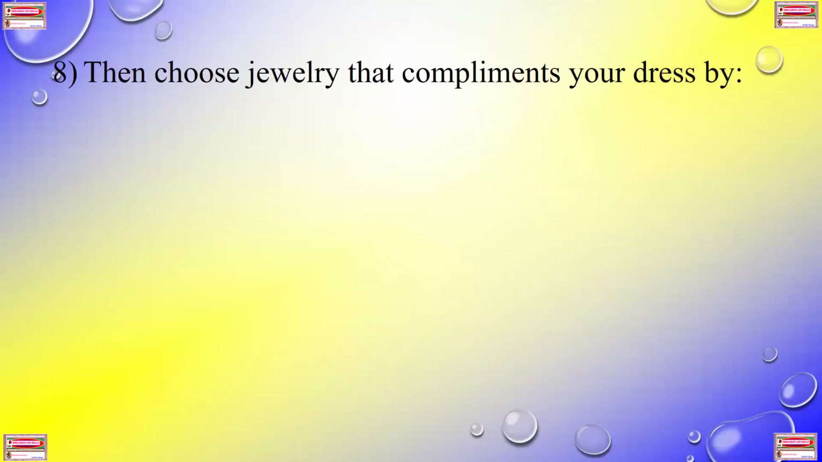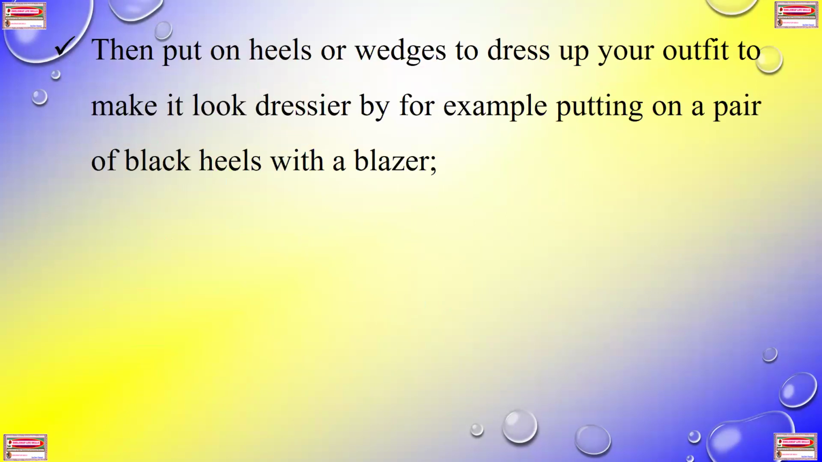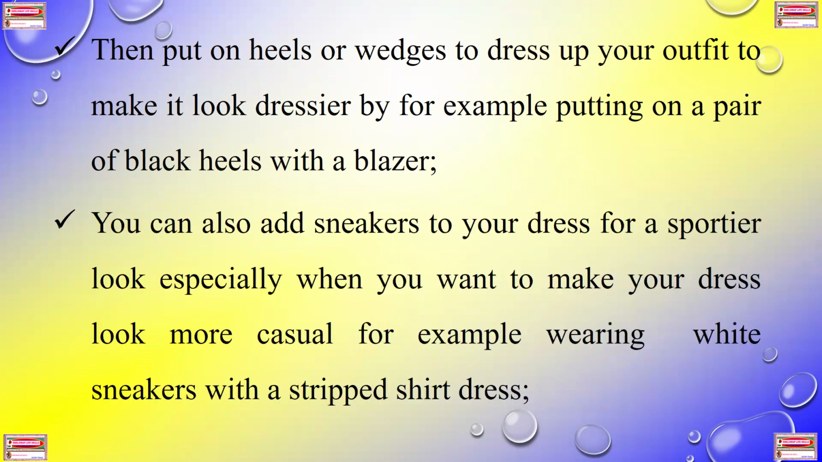Number 8, choose jewelry that complements your dress by ensuring that you match the neckline of your dress with a necklace of appropriate length or earrings that complement your outfit's colors. For example, wearing a black choker with a high neckline halter dress, or a pair of longer necklaces with a deep V-neck dress. Then put on heels or wedges to dress up your outfit, make it look dressier. For example, putting on a pair of black heels with a blazer.